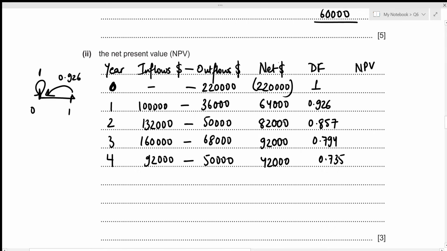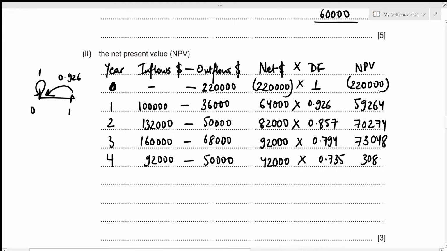And the net present value is just going to be the net value times the discounting factor. So for year 0, that's going to be negative 220,000 times 1, which results in negative 220,000. For year 1, that's going to be 64,000 times 0.926, which results in 59,264. For year 2, that's 82,000 times 0.857, which results in 70,274. For year 3, that's 92,000 times 0.794, which results in 73,048. And for year 4, that's 42,000 times 0.735, which results in 30,870.